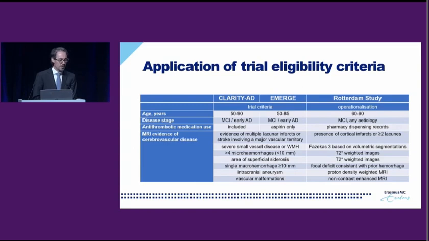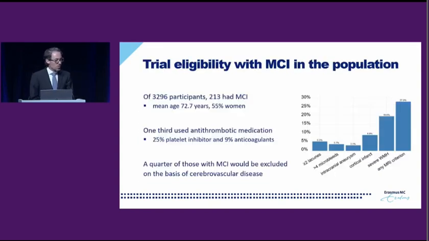Note here that these MRI criteria are largely similar for the Trailblazer-ALZ-2 trial, with the exception that the lacunes and the infarcts were not defined as an exclusion criterion there. So what you see then is, of around 3,000 participants, we had 213 with MCI. The age is a little bit higher, I think, than in most of the trials, but fairly similar.